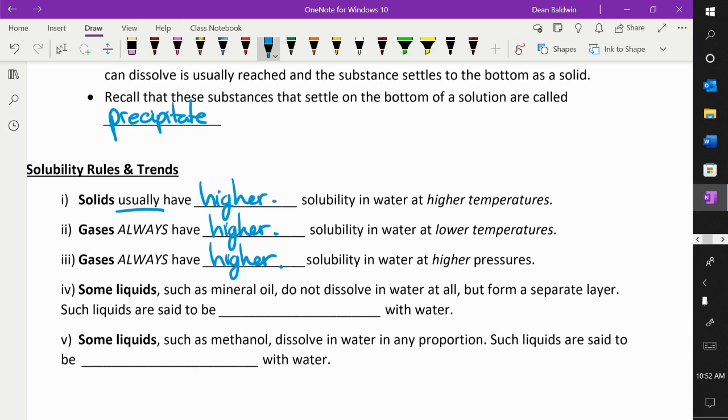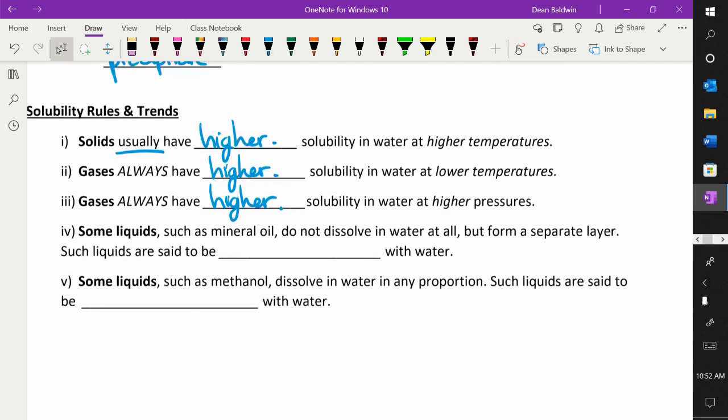Some liquids, oils, do not dissolve in water at all, but they form a separate layer. We call these immiscible.